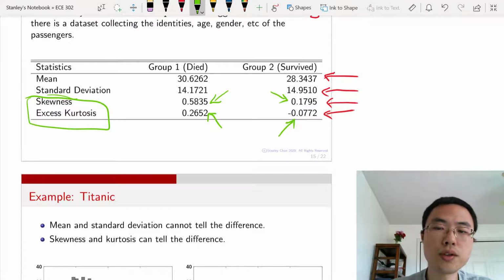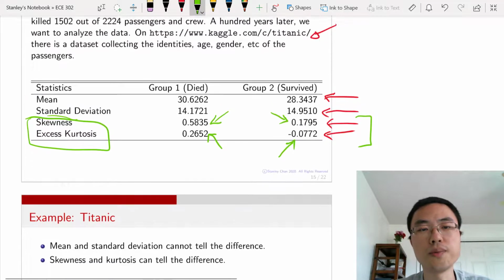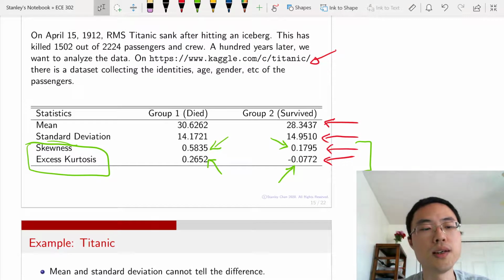So I hope you can go to this website and download some of the data sets, play around with these statistics, and see if it helps you solve any practical problems. Maybe some of these high order moments will be helpful.